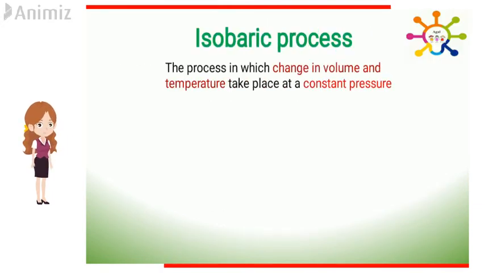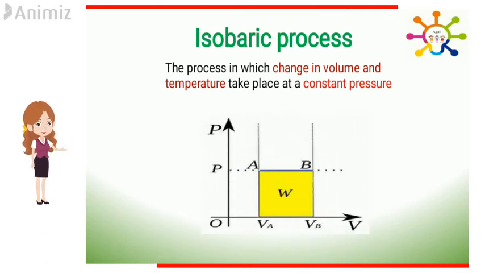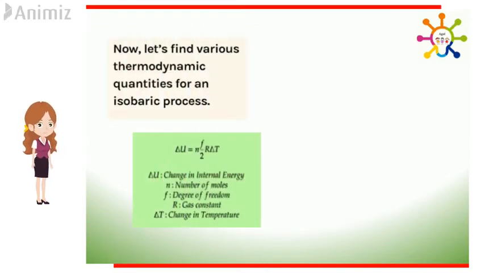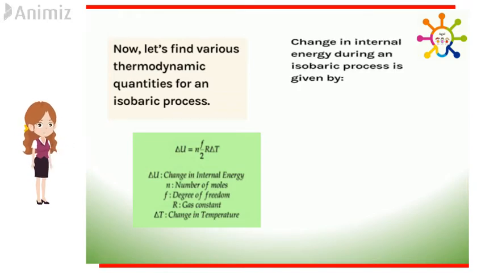Isobaric process. The process in which change in volume and temperature takes place at constant pressure. This PV graph shows the isobaric process where P is kept constant and volume and temperature are changing. Now let's find various thermodynamic quantities for isobaric process where del U is equal to n into f by 2 R into del T, where del U is change in internal energy, n is the number of moles and f is the degree of freedom, R is a gas constant and del T is the change in temperature.